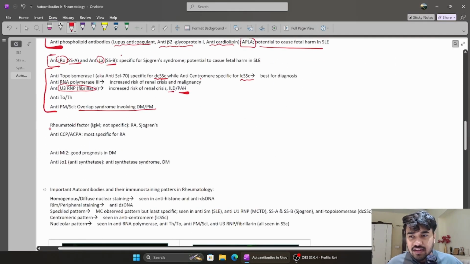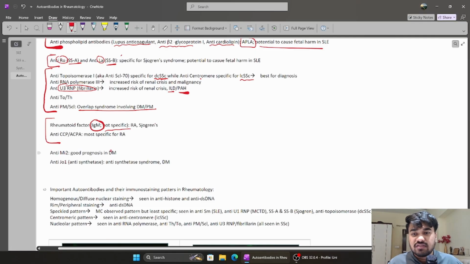Okay, then we have the antibodies in rheumatoid arthritis. We have rheumatoid factor. It is an IgM type of antibody, and it is not specific for rheumatoid arthritis. Remember, it is not specific, right? It is very sensitive. It is seen in a lot of patients with rheumatoid arthritis, but rheumatoid factor positive does not mean the patient has rheumatoid arthritis, right? It can also be seen in Sjogren's syndrome as well.